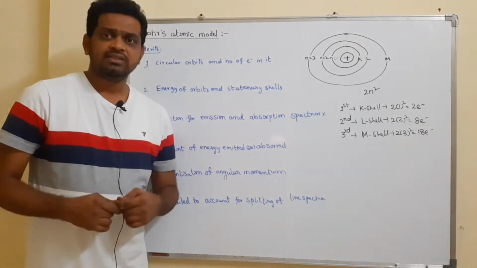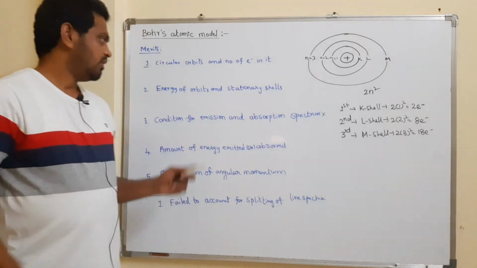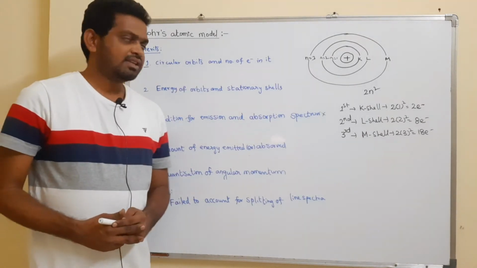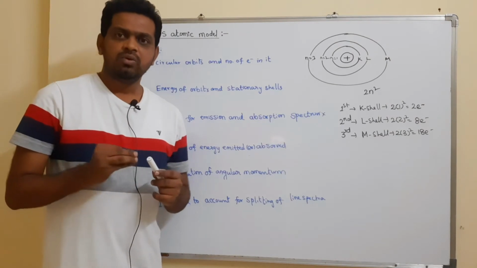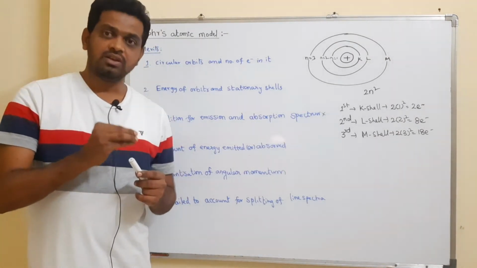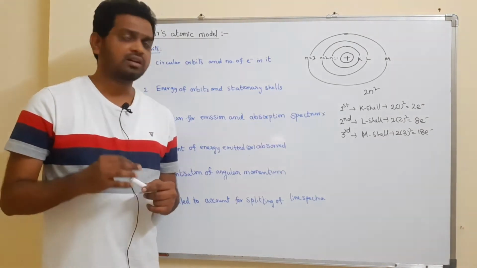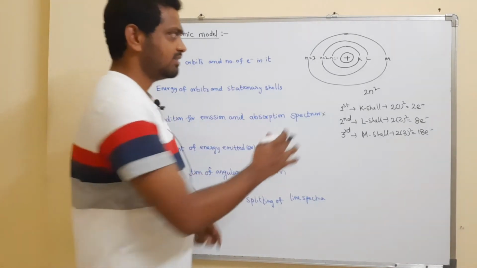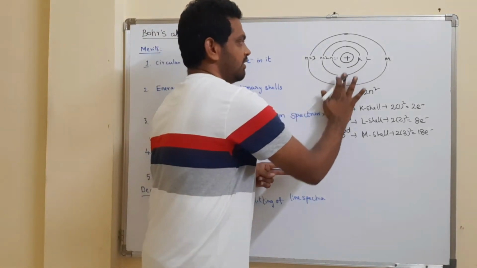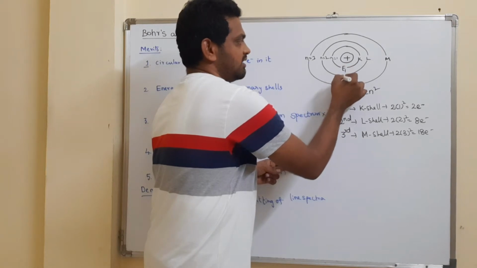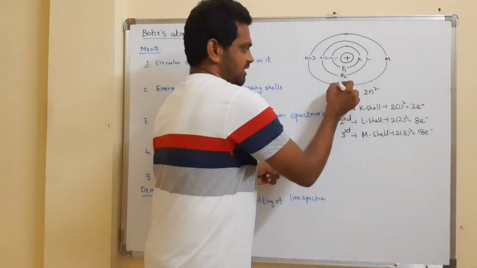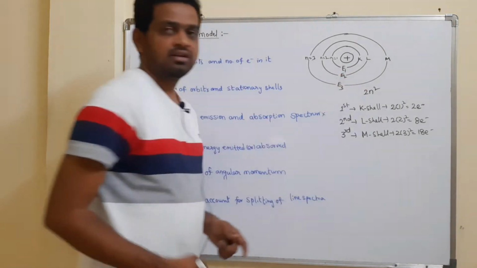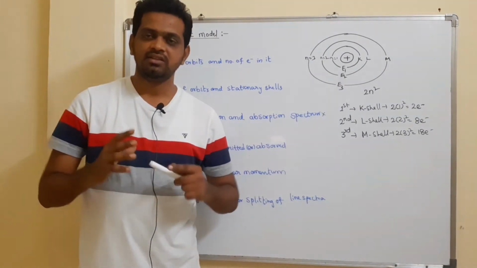And coming to the second postulate of Bohr's atomic model, energy of the orbits and stationary shells. According to Bohr, each orbit is associated with a fixed amount of energy. Let us consider the first shell having the energy E1, the second shell having the energy E2, and the third shell having the energy E3, and so on.